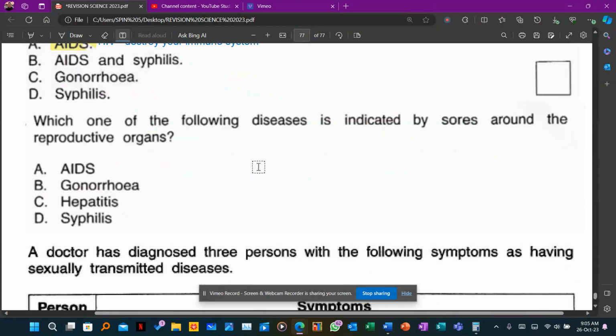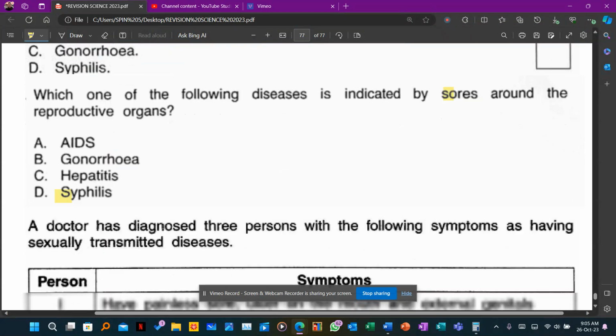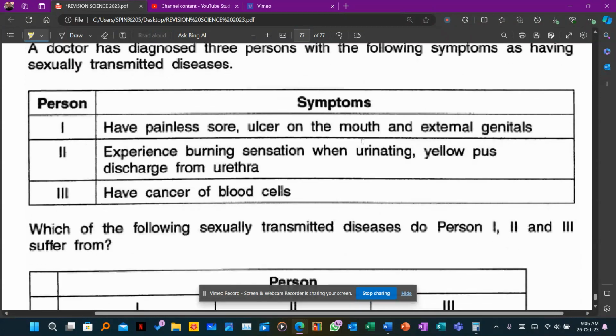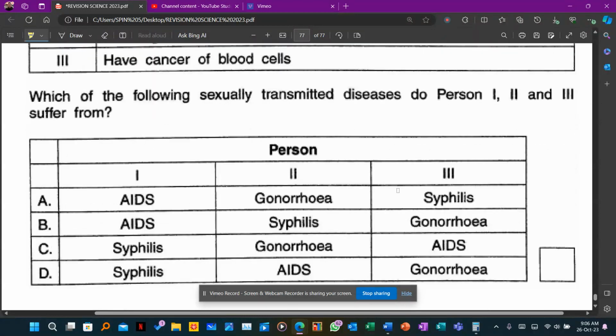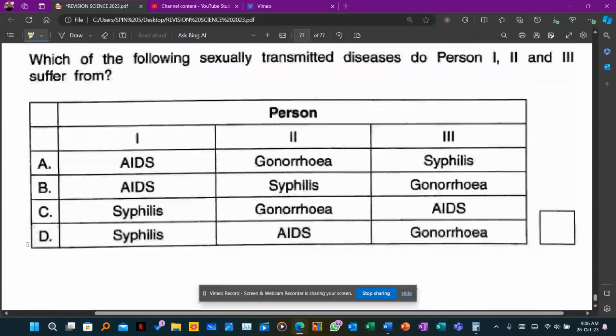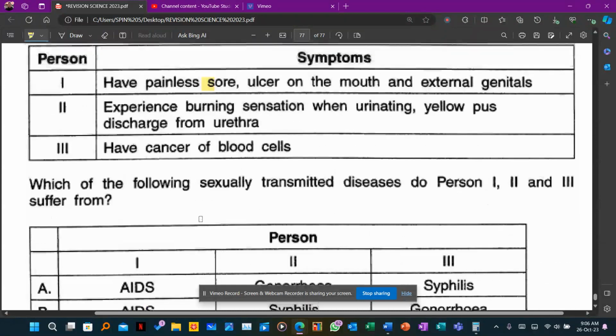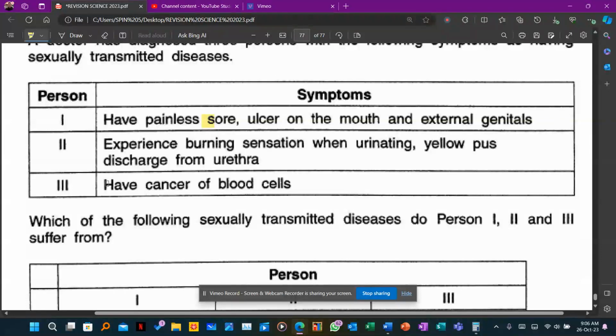And then, which one is indicated by sore? Every time you see the word sore, it is syphilis. Just memorize it like that: sore, syphilis, S. Then the doctor has diagnosed the person with this one. Sore is syphilis. So just check, number one is syphilis, so it's either C or D. Then the second one, AIDS is always the worst one, and cancer of the blood is the worst one. Therefore, number three is AIDS.